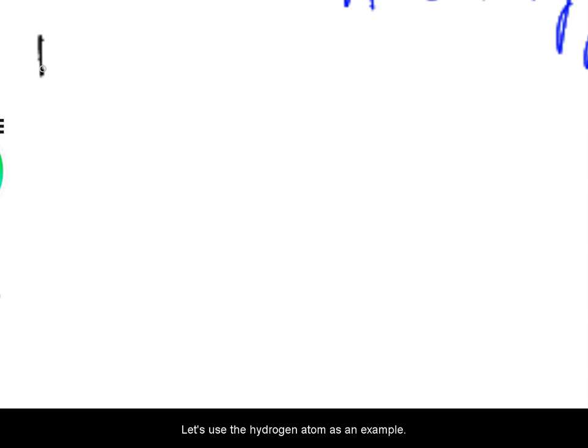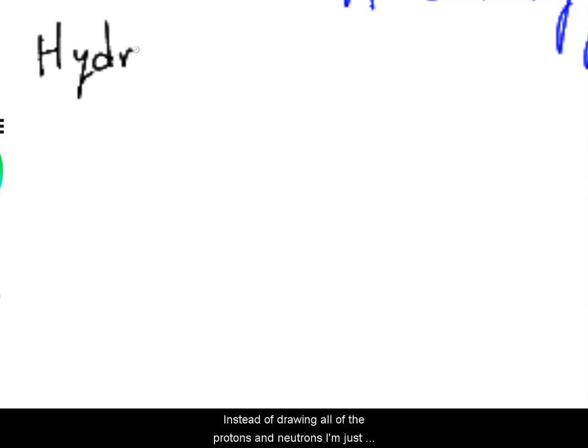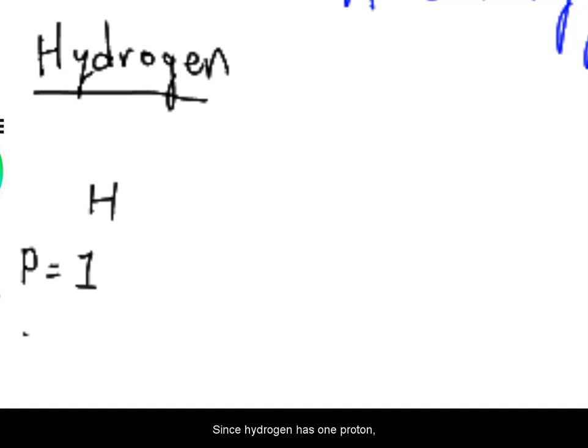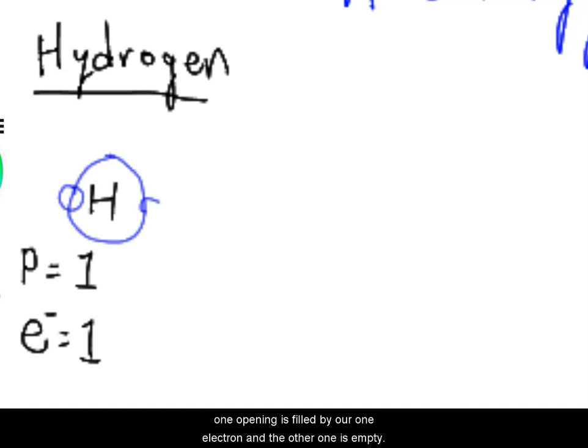Let's use the hydrogen atom as an example. Instead of drawing all of the protons and neutrons, I'm just going to draw the element symbol to represent its nucleus. We are going to make this a neutral atom. Since hydrogen has 1 proton, we'll give it 1 electron.